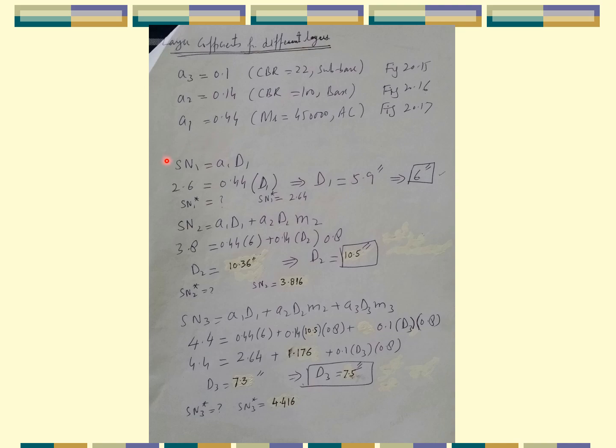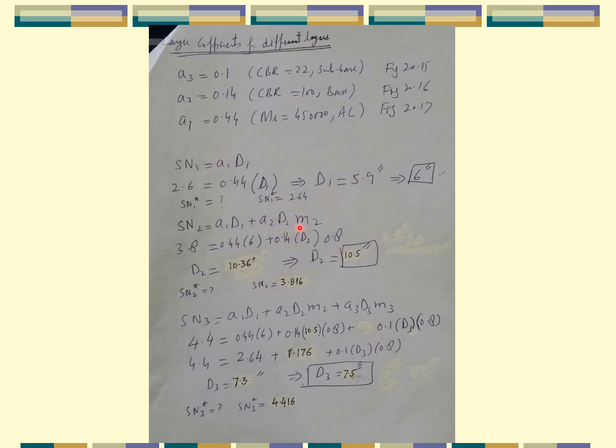Now in this equation, plug in the value SN1, A1 0.44, and D1 is unknown, so D1 is 5.9. So just round it to 6 inches. It means D1, the thickness of the surfacing, is 6 inches. If you plug in this value 6 inches along with 0.44, you get the structural number 2.64, and that is greater than this one.